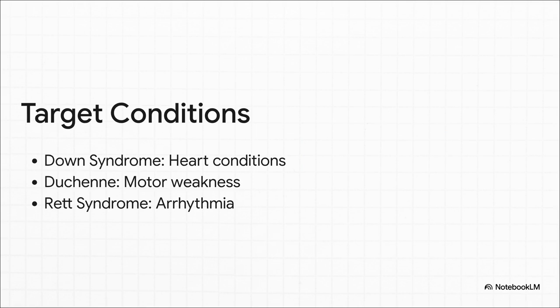If you spot phenotypic clues, visual signs of a specific condition, you must pivot and ask highly targeted questions. Like, if the child has features of Down syndrome, immediately ask about heart conditions. If you suspect Duchenne muscular dystrophy because of motor weakness or delayed walking, target that. Or, if your clinical intuition points to Rett syndrome, you've got to ask about abnormal breathing or arrhythmias. Customizing your history based on visual cues shows the examiner you are really thinking on your feet.